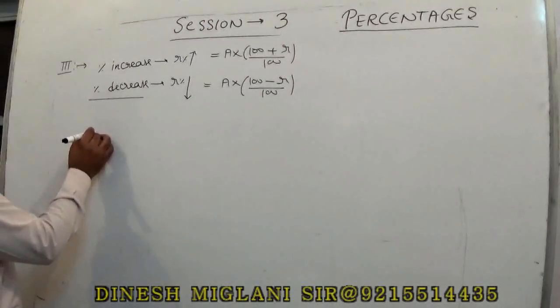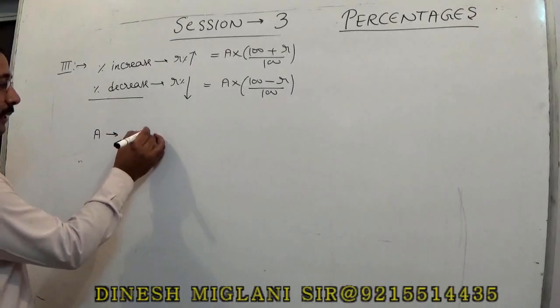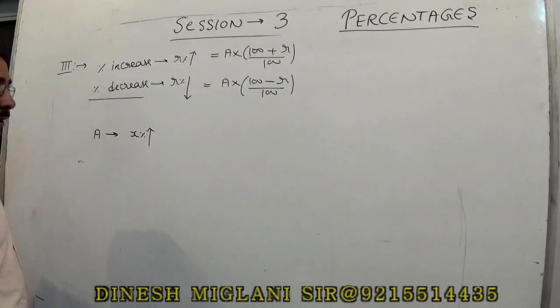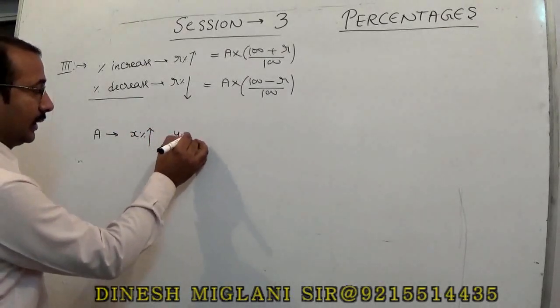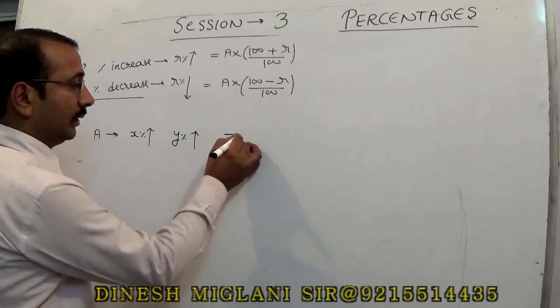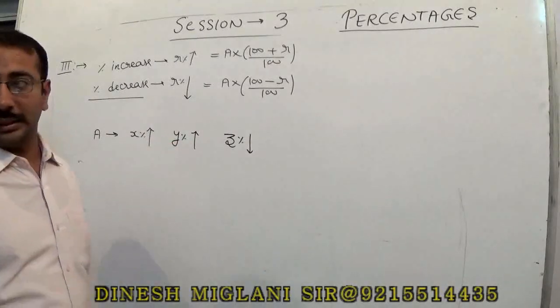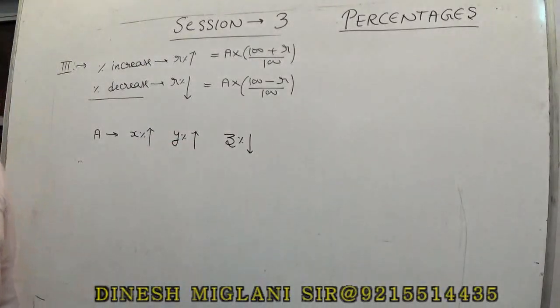Suppose there is a number A. First, it has to be increased by X%. Then it has to be further increased by Y%. Then it has to be decreased by Z%. That symbol is for increase, upside arrow, and for downside arrow, that is decrease.